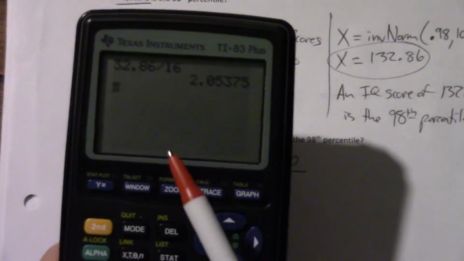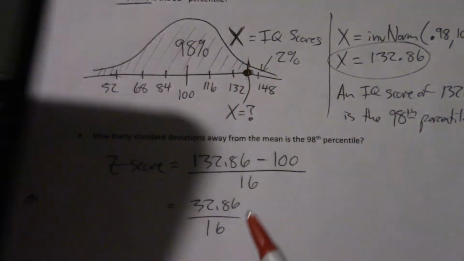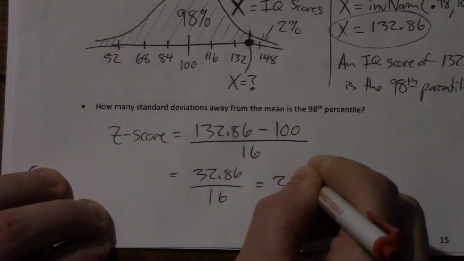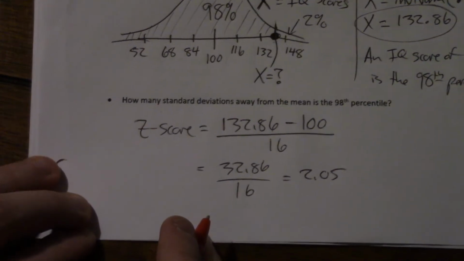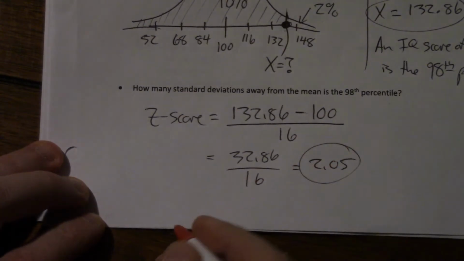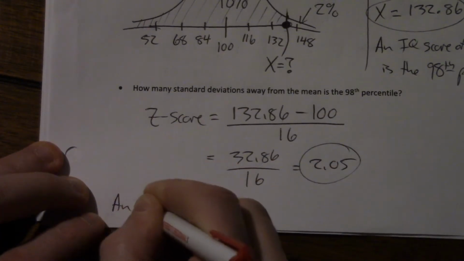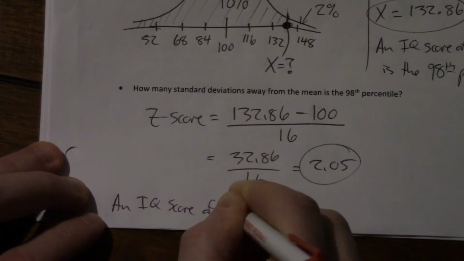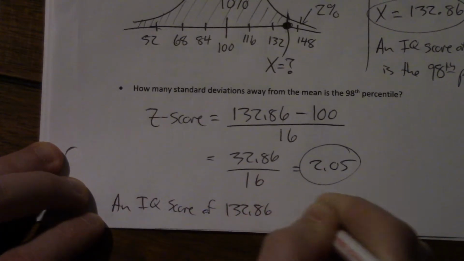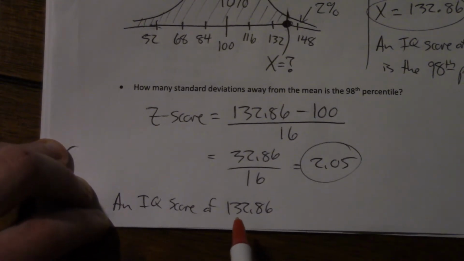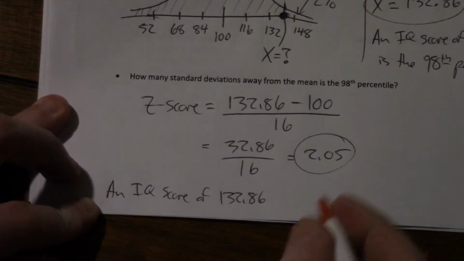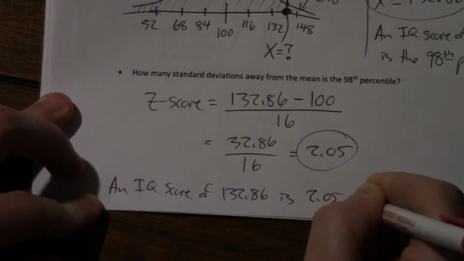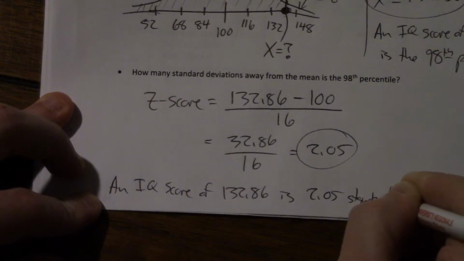2.05. And we've done some rounding, and that's okay. So what does this mean? You could say something like an IQ score of 132.86, or you could say the 98th percentile of IQ scores is 2.05 standard deviations above the mean.